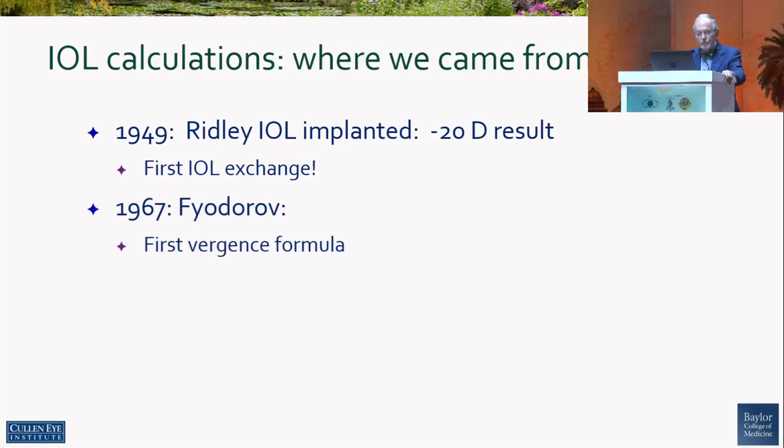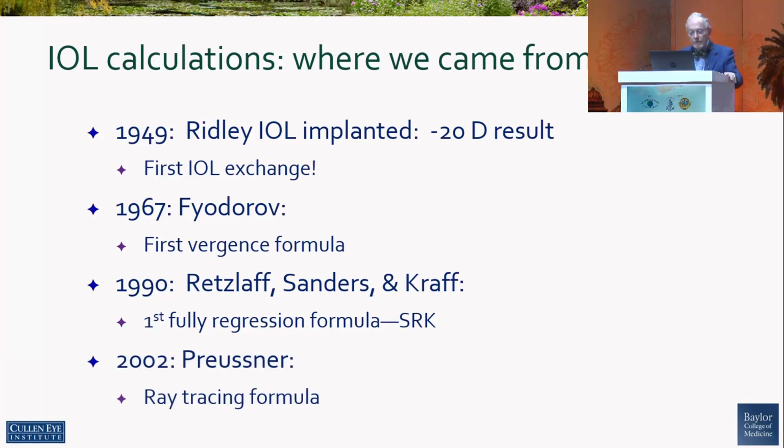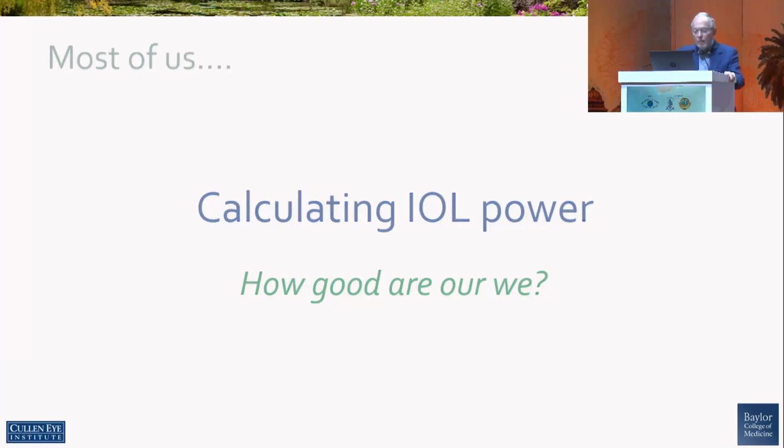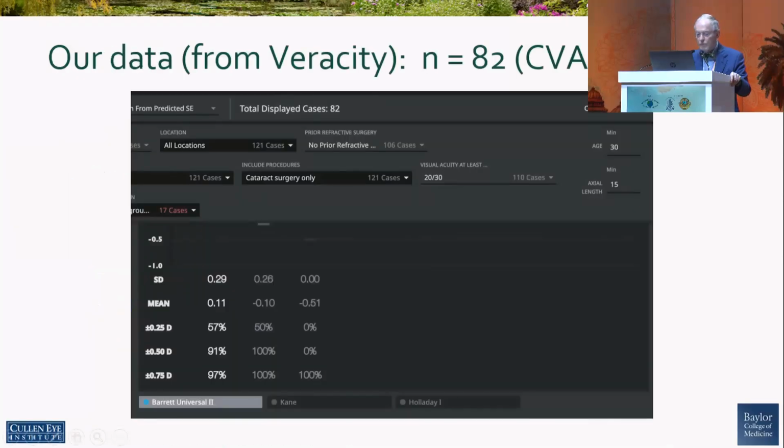The first vergence formula was in 1967, Fyodorov. Then the first regression, in 1990, with Retzlaff, Sanders, and Kraff, SRK. And then the first ray tracing formula by Rolf Preussner in 2002. Well, you've already heard this paper discussed with Adi Abulafia. Most of us are probably hitting about 80% within a half diopter of target. The best one is this one paper that showed that you could be at 92%.